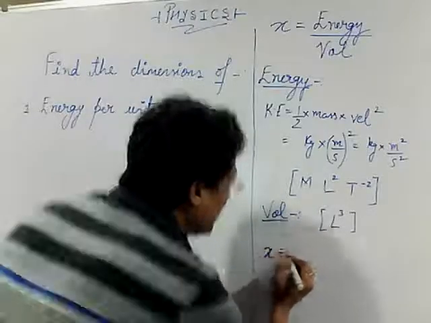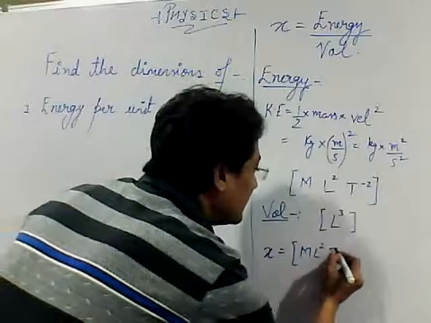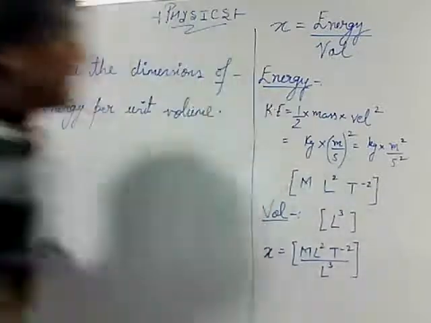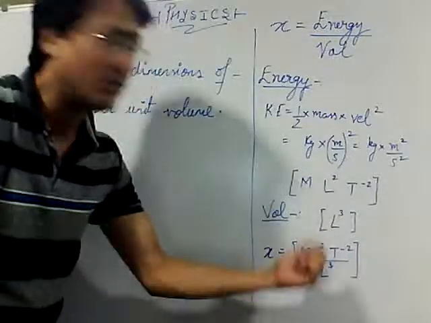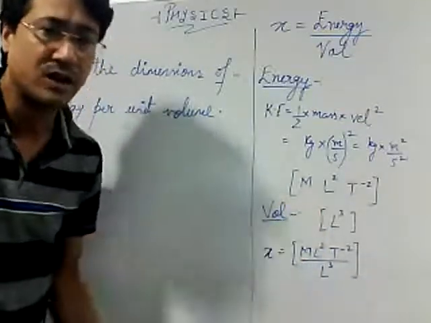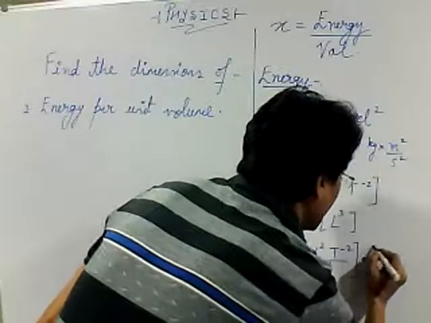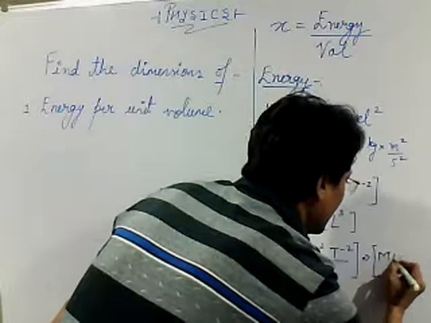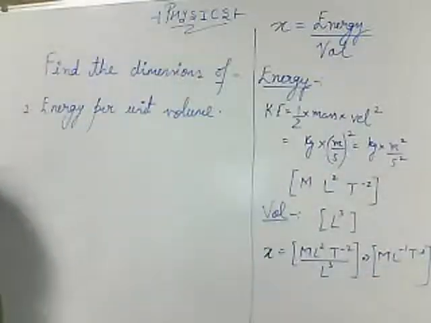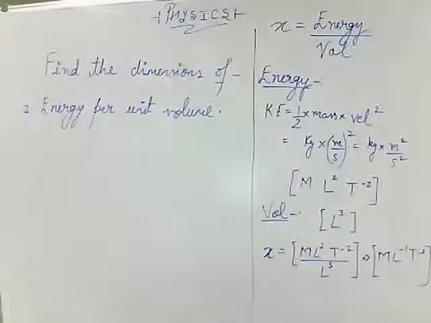So let's come on to the dimensions of x. So dimensions of x would be energy per unit volume, that is M L2 T minus 2 divided by L power 3. Perfect? Now if L power 3 goes up, it will be L power minus 3. So L power 2, L power minus 3, it goes L power minus 1. So what I get? I get the dimensions as M L minus 1 T minus 2. Is it clear to all the students? Please text your response. It's clear so that we can do one more problem.